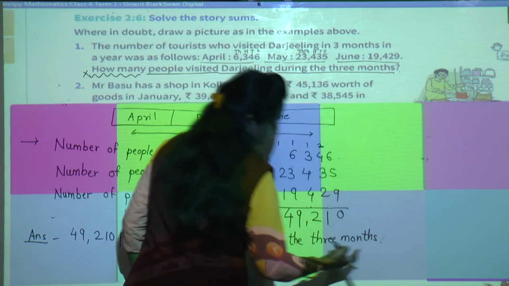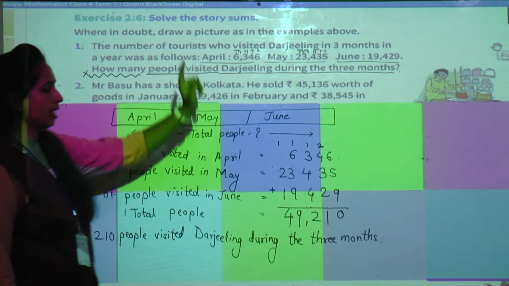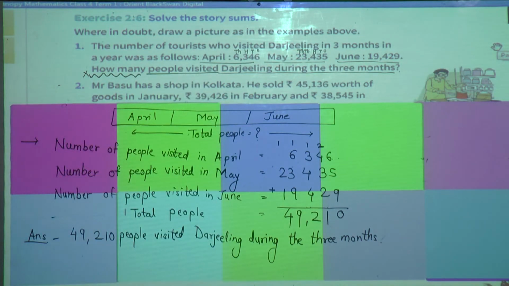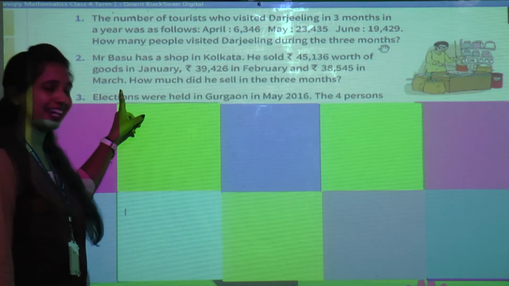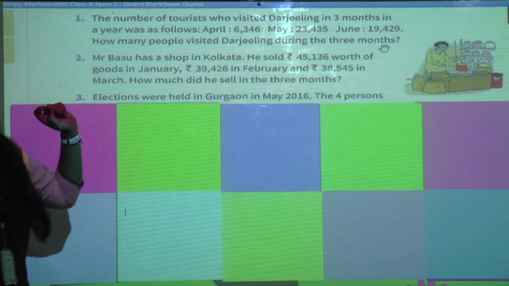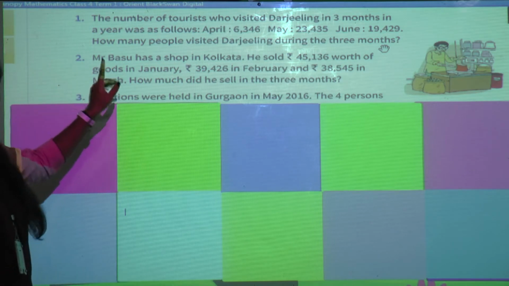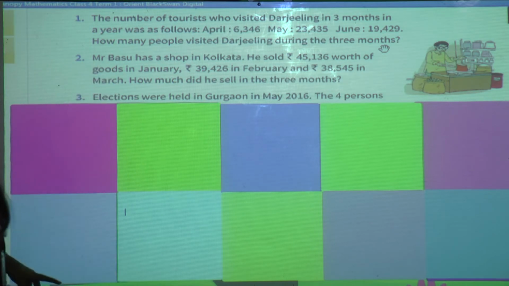Don't give the question mark. The question mark is there in the question, but in the answer we should not give a question mark. Okay, understood? Clear? Yes students, easy now? Yes, very easy. Now the second example. The second one is the same as the first one. I'll just explain how to solve, and you will do it on your own.